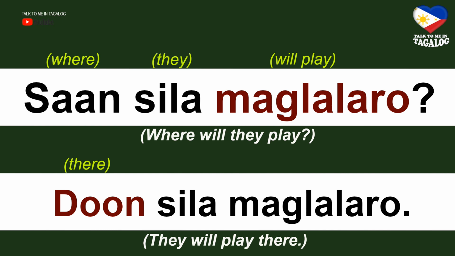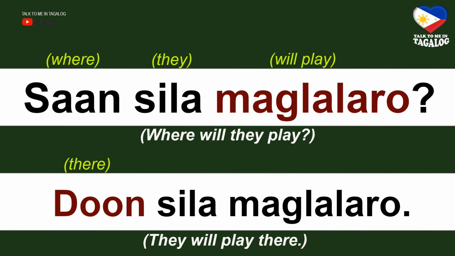Let's use them in a sentence. Saan sila maglalaro? Meaning, where will they play? Answer, doon sila maglalaro. They will play there. Since we used doon, this sentence means that the place where they will play is far from the two people talking.